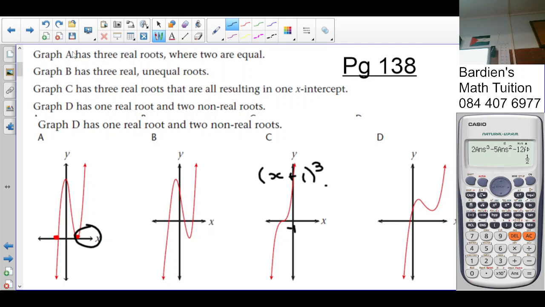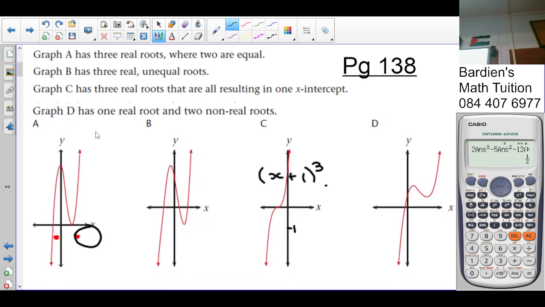So yes, it's correct what they're saying here. The graph of C has 3 real roots that all result in 1 x-intercept. It's all the same value. Graph D, let's move this up here. Graph D has 1 real root and 2 non-real roots. Can you see it? It only cuts the x-axis once. It is not turning on that axis.